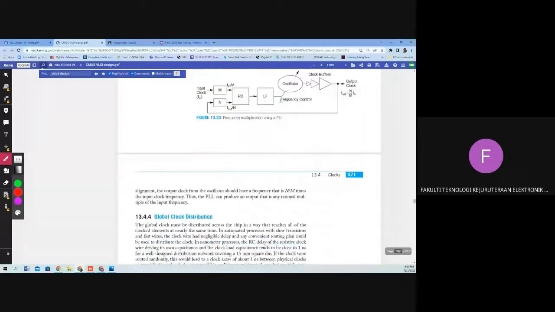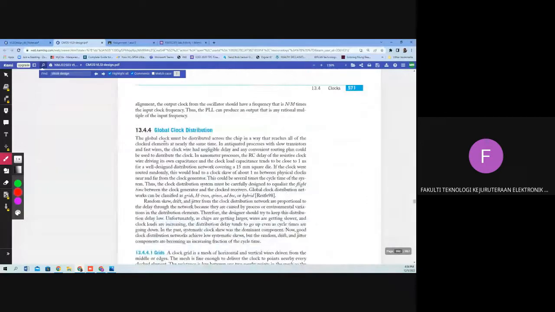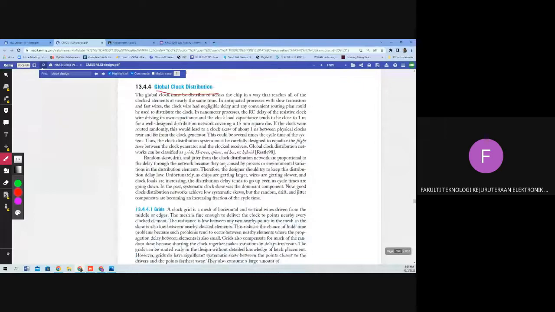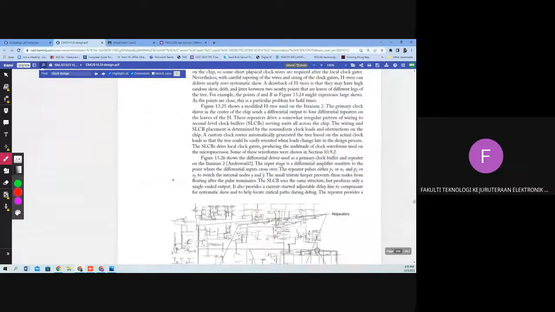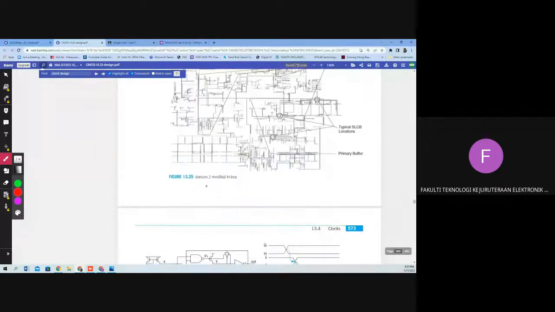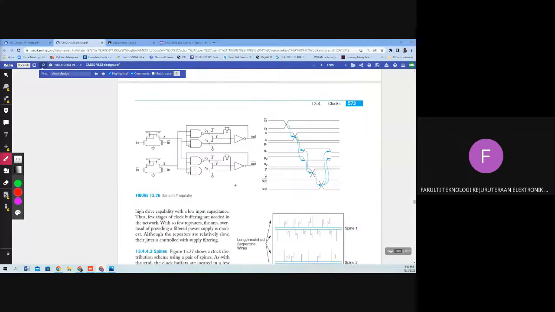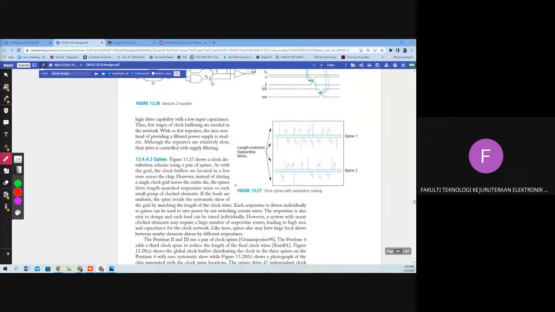We skip this first. We go to the clock distribution network, which has grid type and H-tree type. Does someone want to ask a question? No? Okay, so we can explore first before we go for a lecture next week.